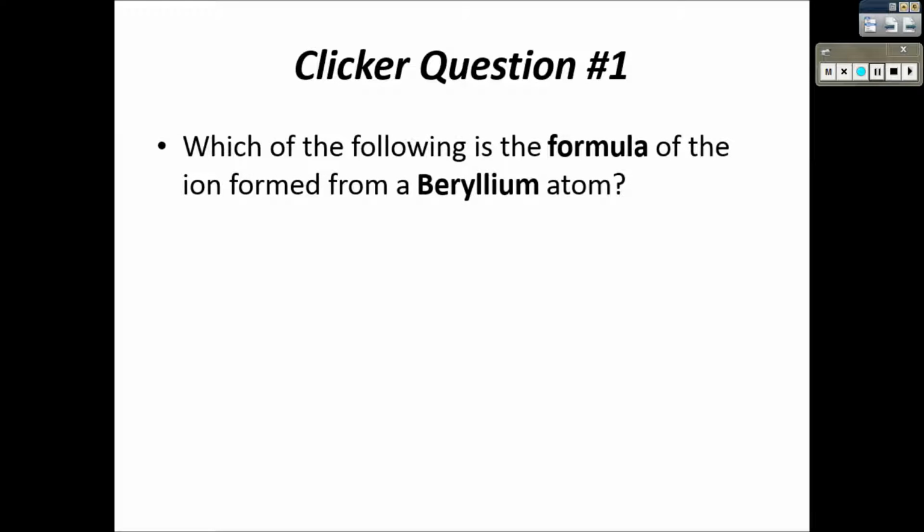Alright, so which of the following is the formula for the ion formed from a beryllium atom? Would the formula for the beryllium cation be Be+4, Be+2, Be, or Be-2? It's going to be B, Be+2, because beryllium is in group 2A, and everybody in group 2A will be positively 2 charged.